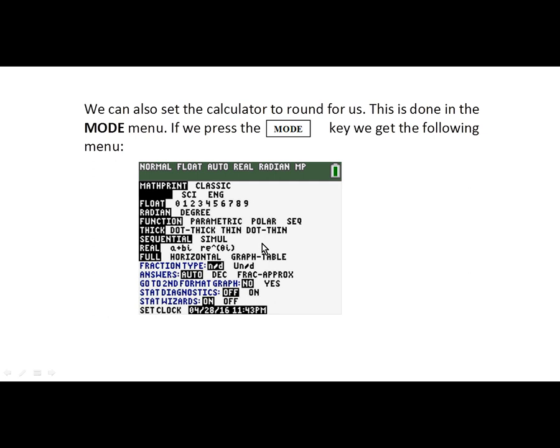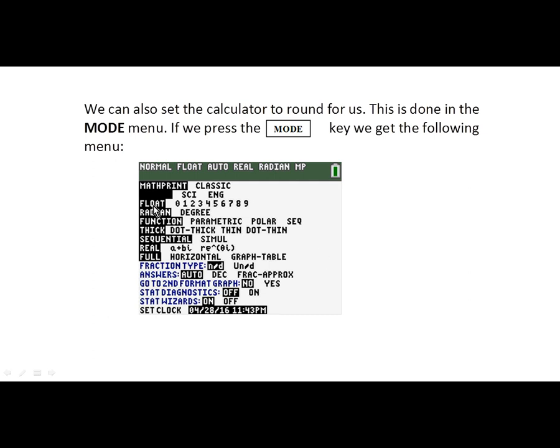Now, depending on the model, the 84, even some of the older ones, will not have all of these choices when you press mode, and the 83 certainly does not. The ones that really matter are float, radian, function, sequential, real, full. These others, it's nice if you have them, but it's no big deal if you don't. The math print is what's making the exponent look like an exponent. If you were to switch to classic, you would actually have the caret key followed by whatever the exponent is.